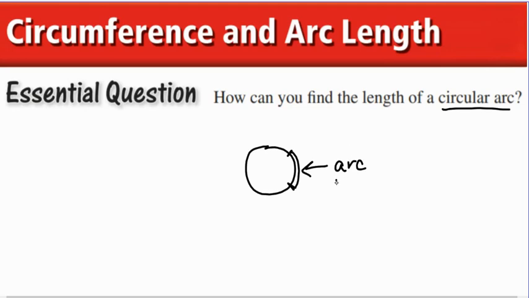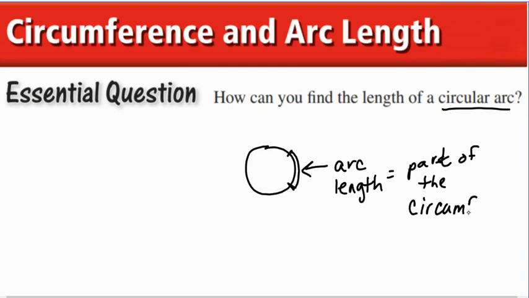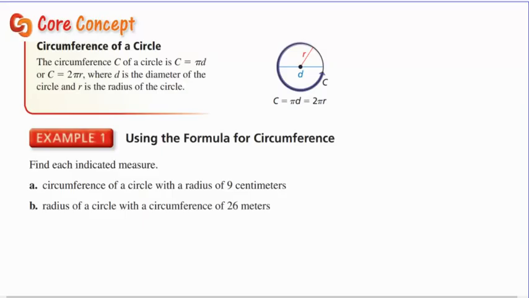So when we talk about arc length, we're actually talking about part of the circumference. So since we're talking about part of the circumference, let's go and review circumference real quick. The circumference of a circle is basically the distance all the way around the circle, okay? So you have to go all the way around the circle, and that distance is the circumference.